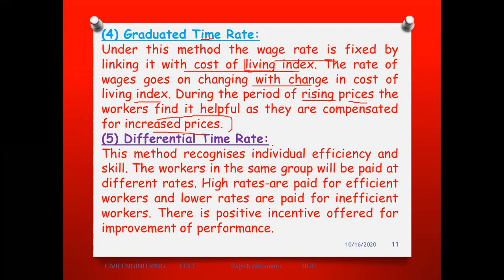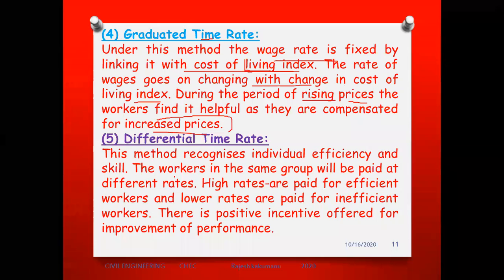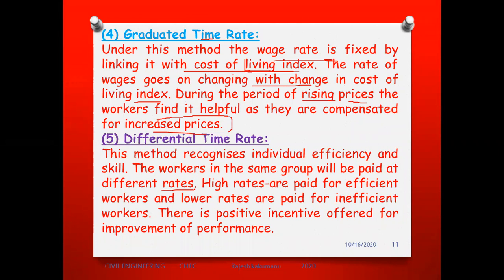Next, differential time rate. This method recognizes individual efficiency and skill. The workers in the same group will be paid at different rates. Those in the same group, that is in the same cadre, will be paid different salaries, but only depending upon the efficiency and the skill. High rates are paid for the efficient workers and low rates are paid for the inefficient workers. This is a positive incentive offered for the improvement of performance.